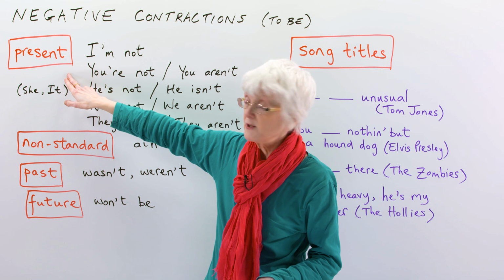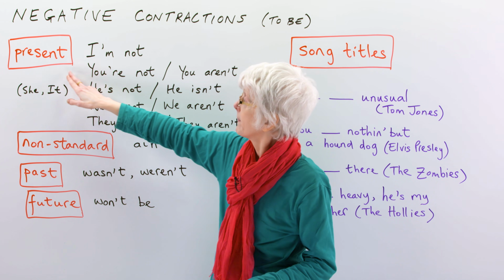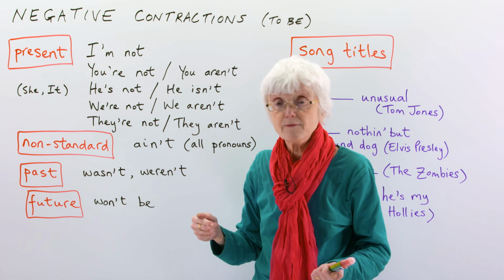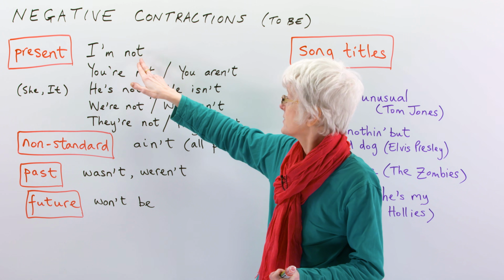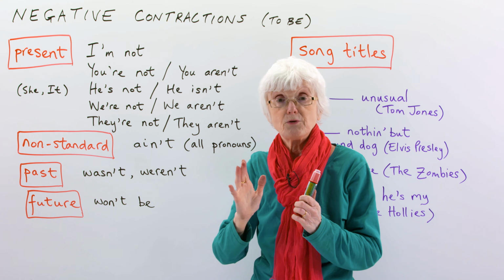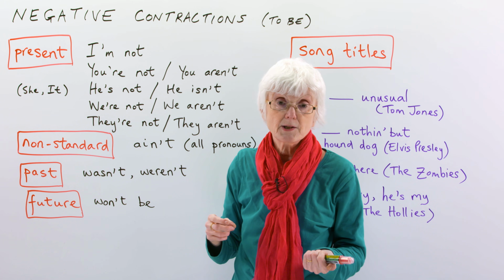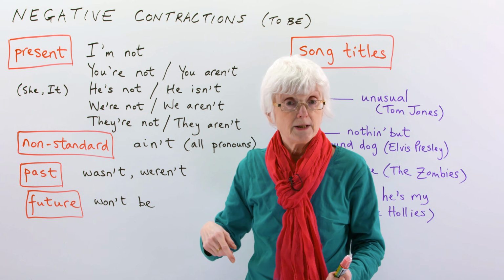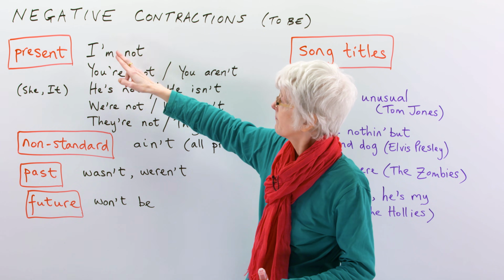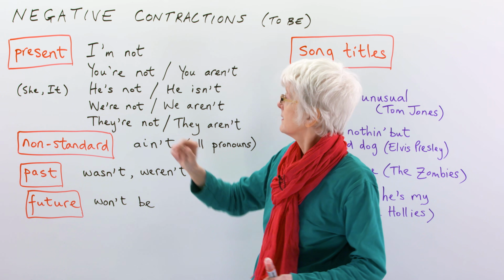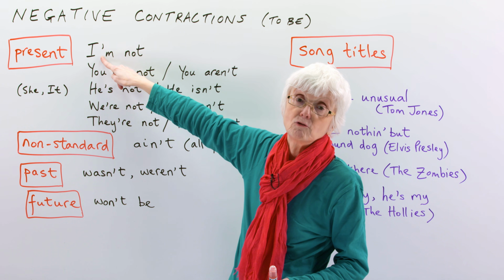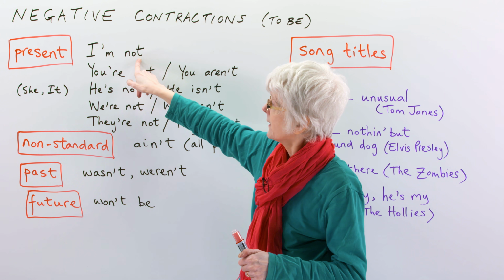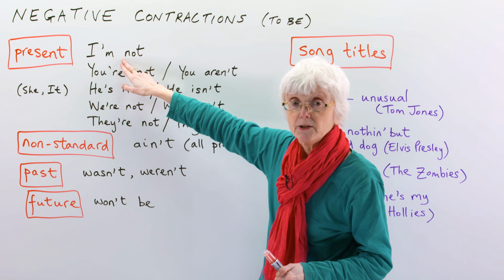So let's have a look first of all at the present tense. So the positive would be I am. But the negative is I am not. But in the contracted form, people say all the time when they're speaking, I'm not, I'm not. And when it's written down, you have an apostrophe, which shows that there's something missing. So the letter A is missing here for I am. So I'm not. Okay? Then that's the first person singular.